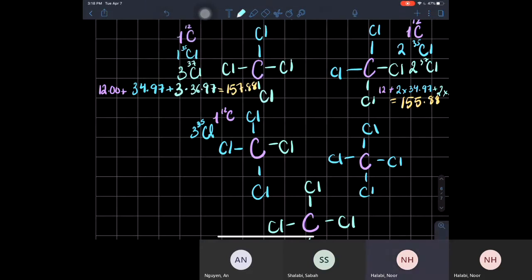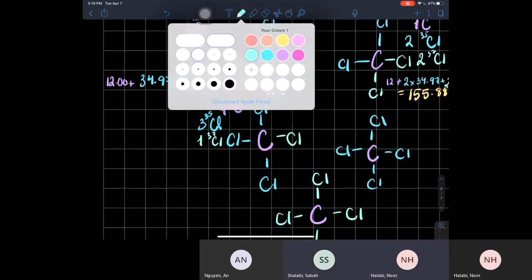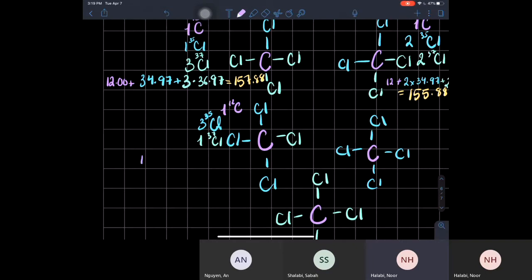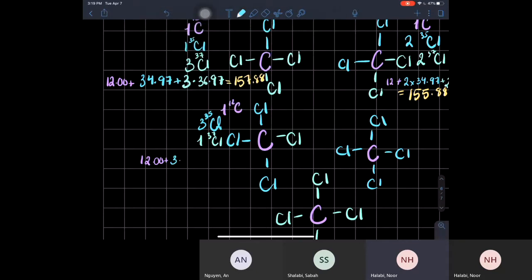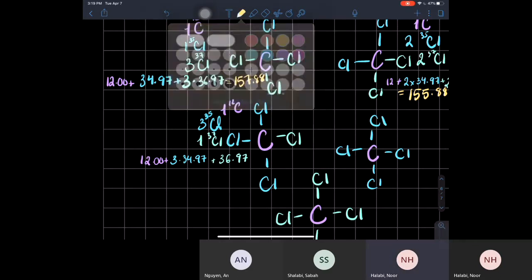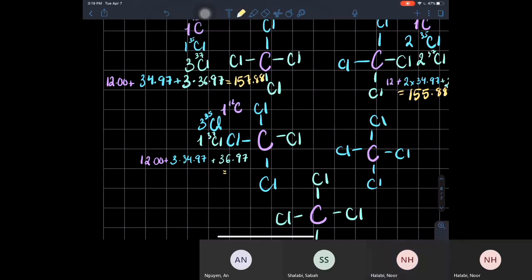And we have 1 chlorine 37. Okay? So you just add the masses. So C12 will just be 12 plus, this time it's going to be 3 times 34.97 because that's what the mass of Cl35 is, plus 36.97.